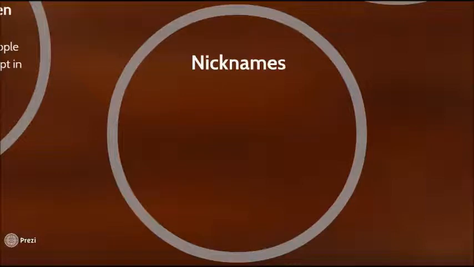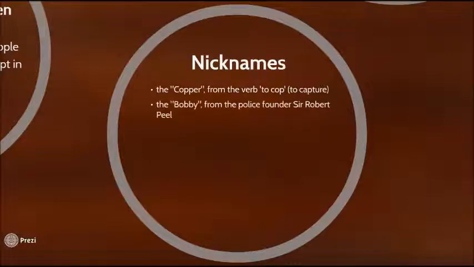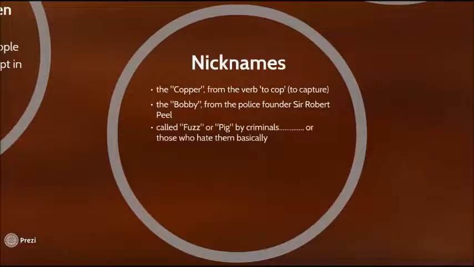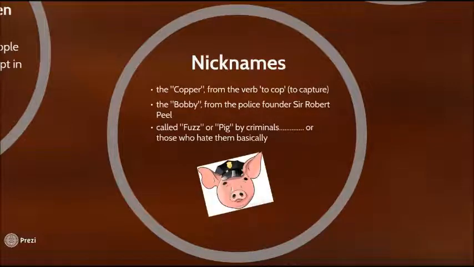English policemen have favourable nicknames, the Copper and Bobby. The copper came from the verb to cop, which means to capture, and the name Bobby came from the police founder Sir Robert Peel. But the criminals nicknamed the policeman Fuzz or Pig. So basically, the universal nickname for a policeman is pig, isn't it?